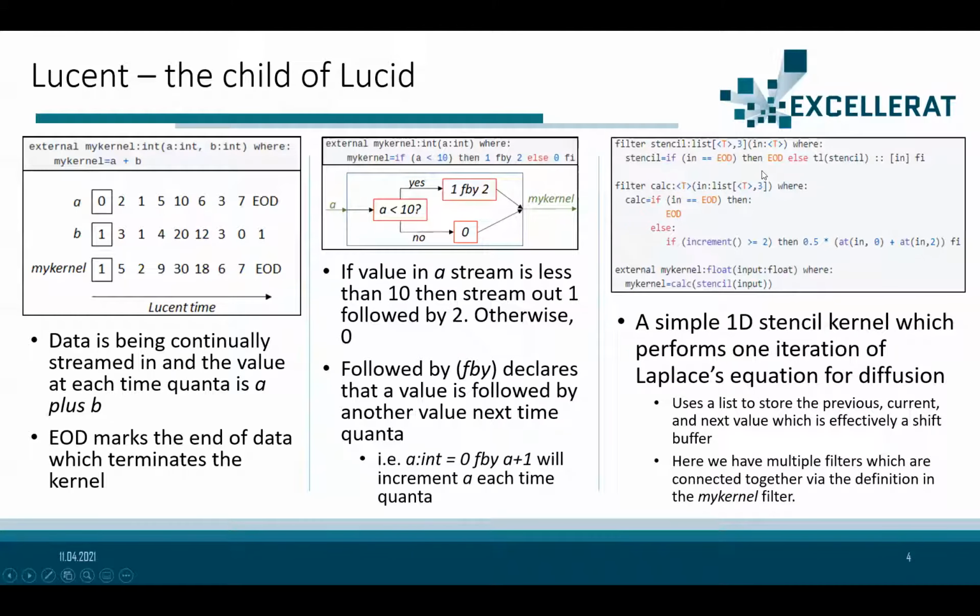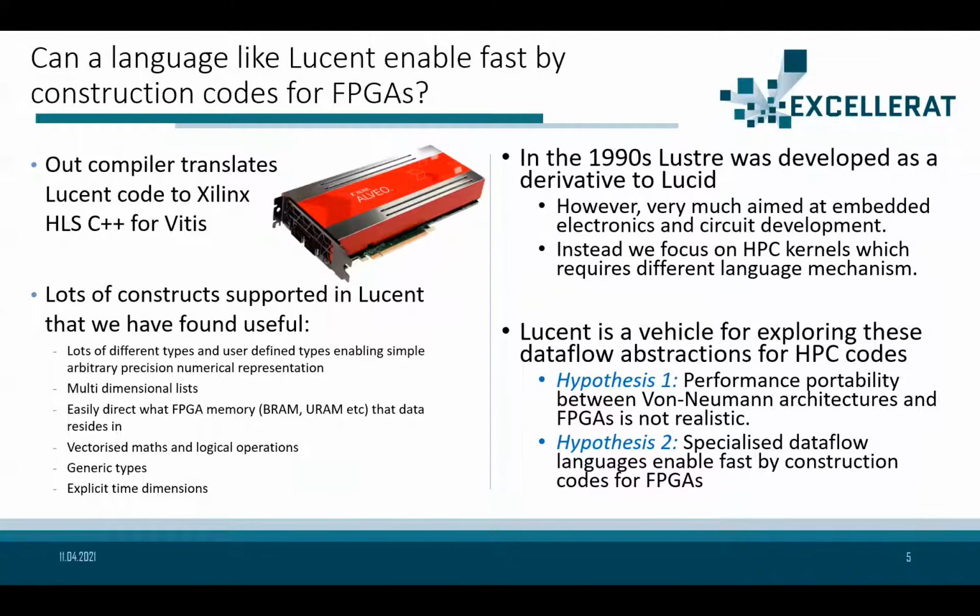And then on the right, more complicated, we've got this 1D stencil, which is an iteration of Laplace's equation for diffusion, where we're using a list. Effectively, this is implemented as a shift buffer by the compiler to then be fed into the calculation, and we're averaging the previous, the next value for each point in my domain. So, I mean, this is a very, very quick and basic overview. The language itself has loads and loads of constructs in it that we find useful for porting over HPC kernels, and then our compiler translates this down into Xilinx C++ HLS for Vitis.